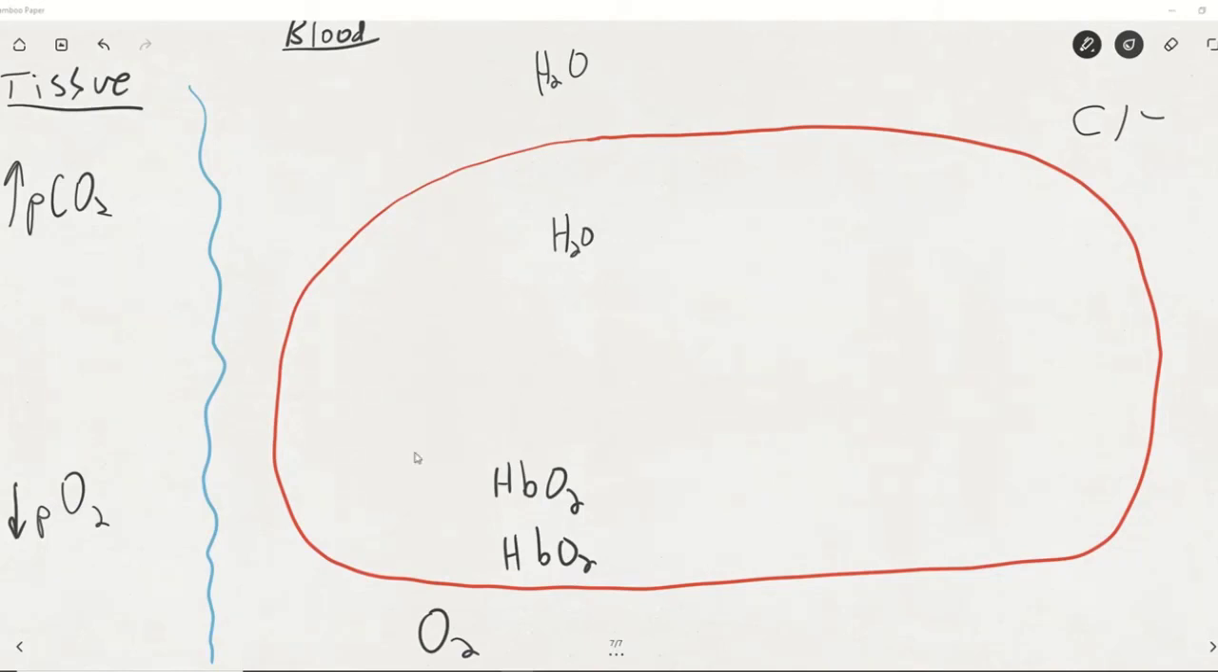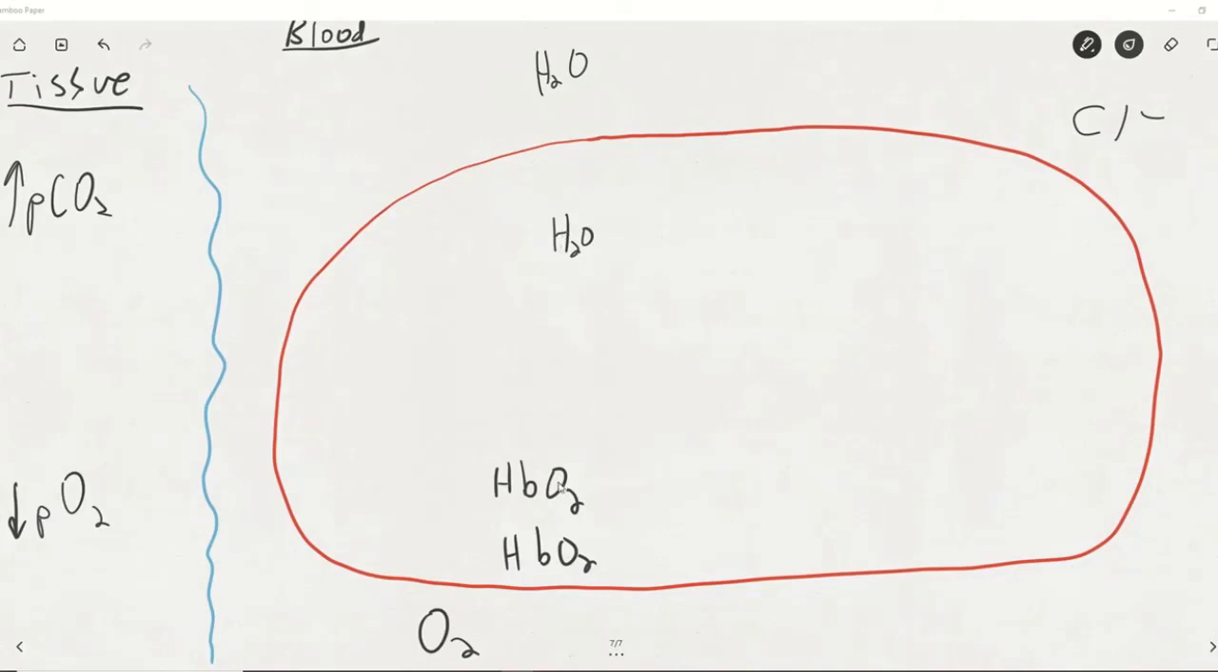This represents an erythrocyte. So as you can see here, this blue line, to the left of it is tissues, to the right of it is the blood. So over here we're looking at the blood, and this big red oval is an erythrocyte. The white board outside of the erythrocyte is the plasma. Now, in the plasma, remember, it's mostly water, so here's some water. But also inside the erythrocyte, there's water. There's water all over our body.